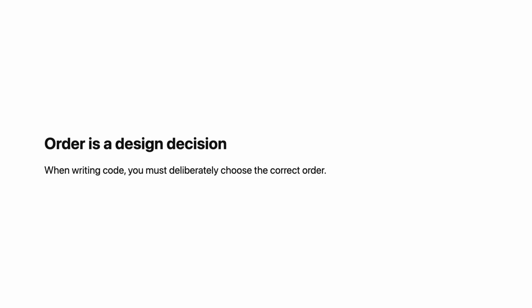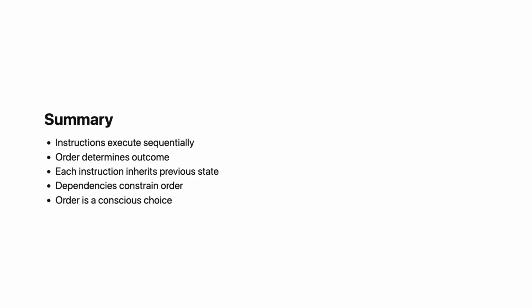Let us summarize. Instructions execute one after another in sequence. This is sequential execution. The order of instructions determines the outcome. Same instructions in different order can produce different results. Each instruction operates on the current state, which depends on all previous instructions. This creates dependencies. When instruction B uses a value that instruction A sets, B depends on A. B must come after A.